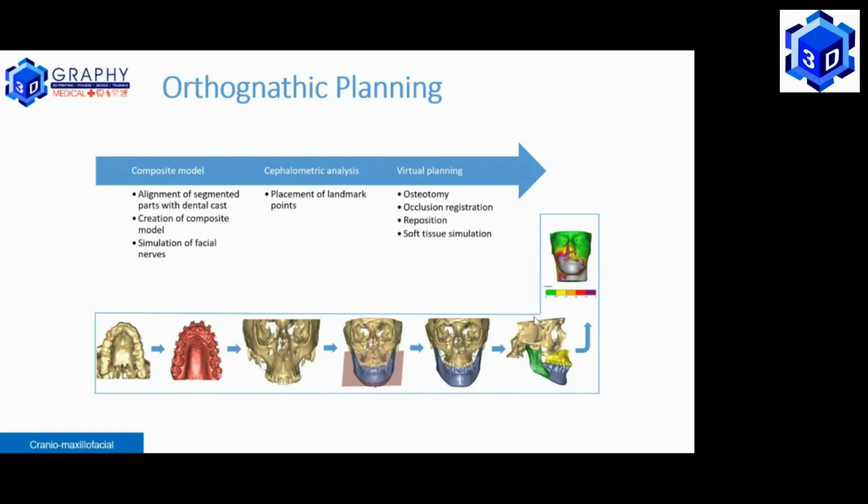Then the next step is the cephalometric analysis. You can have placement of landmark points, and then go ahead with the virtual planning. Occlusion registration, which includes osteotomy. So you can have certain osteotomies like BSSO and Le Fort, which are embedded in the library, or you can even have customized osteotomies. Further going ahead, you can have occlusion registration, repositioning, as well as soft tissue simulation.